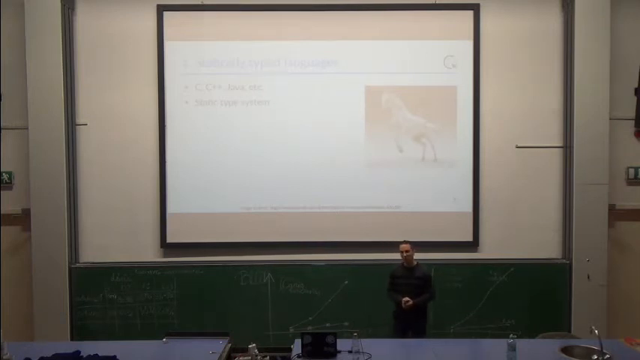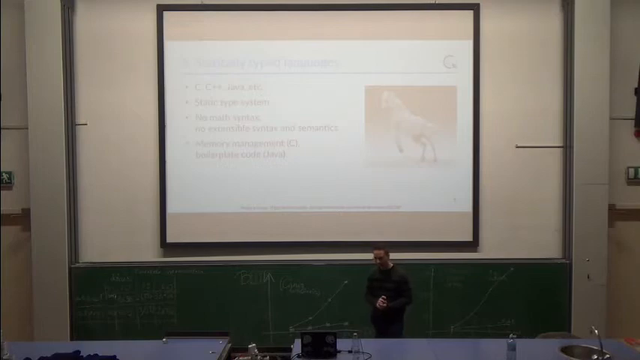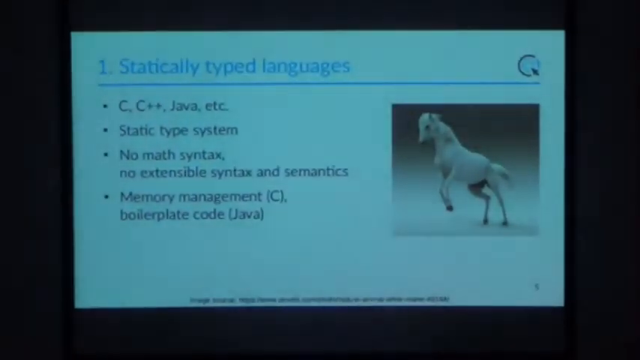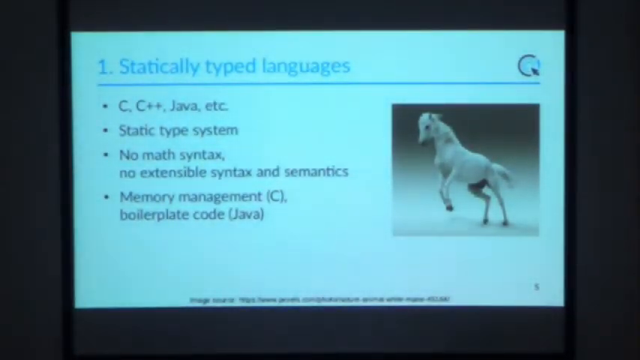The problem is that you have to deal with the static type system, which requires time and effort from you. These languages usually don't have syntax for math and don't have a way to extend the language itself. So again, you have to type more and build a larger software to do the same thing. In addition, in some languages you have even additional work. So for example, in C you have to deal with memory management. In Java you have to write a lot of boilerplate code.